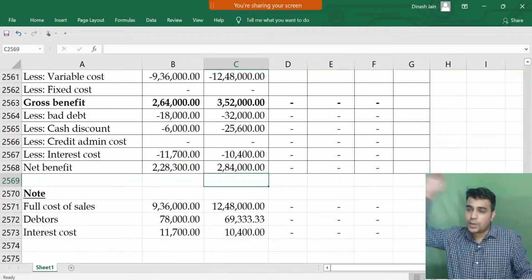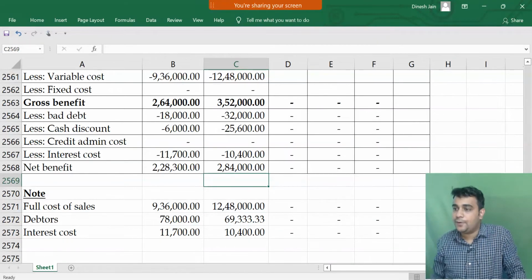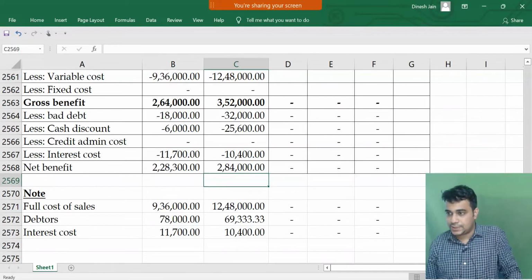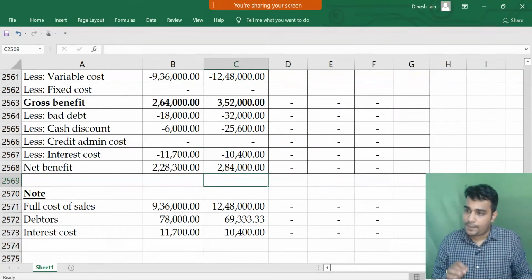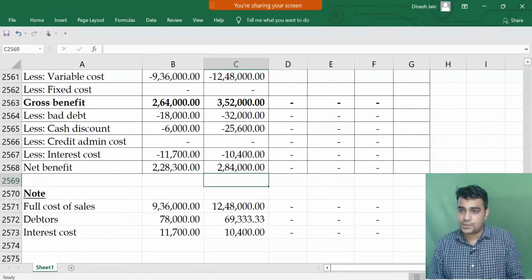That's all. The problem is over. 2,28,300 and 2,84,000. I'm okay to go with the liberalization scheme. Clear? Any doubts on this? Every question you put in this format, you will get to the solution. Any doubts in this?